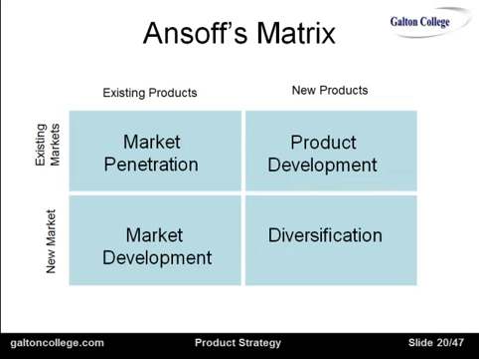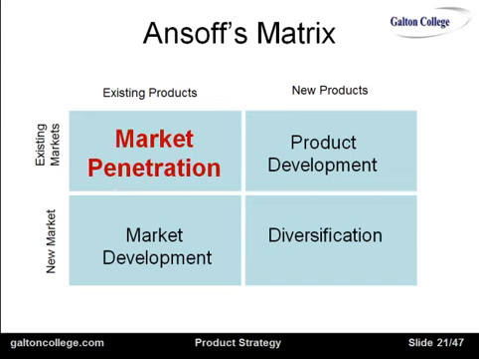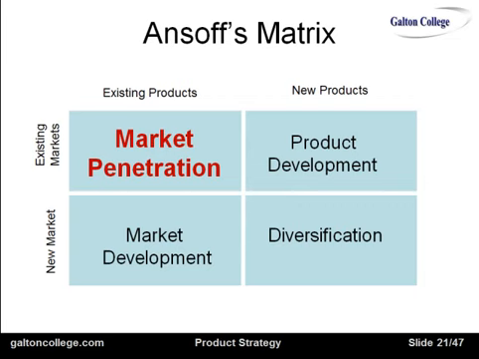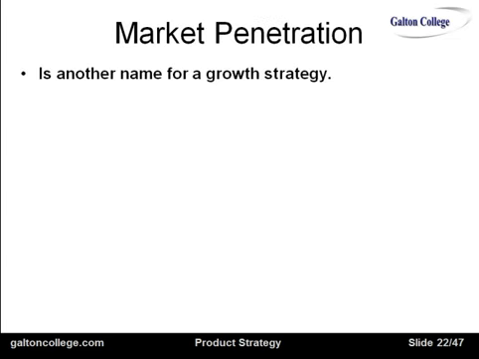Now, each one of these needs discussion, really. Market penetration, product development, diversification, market development. Each one needs to be discussed. So we'll start by looking at market penetration. So, market penetration, it's another name for a growth strategy. It's trying to grow in the existing market. It's the existing market with the existing product. So it's growing it in there.